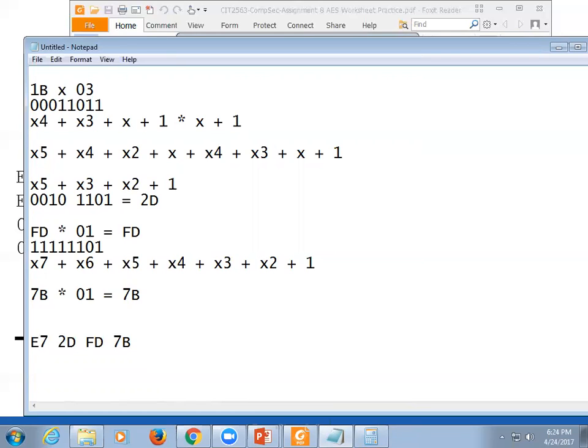Correct. And then do the same steps for everything. And that gets you the second number. It's a lot of work, isn't it? Just for that question.